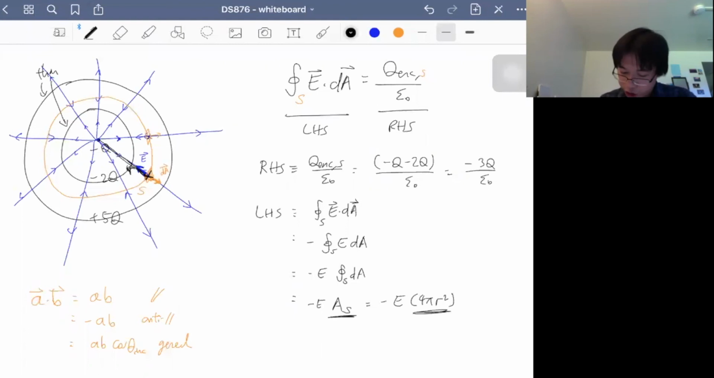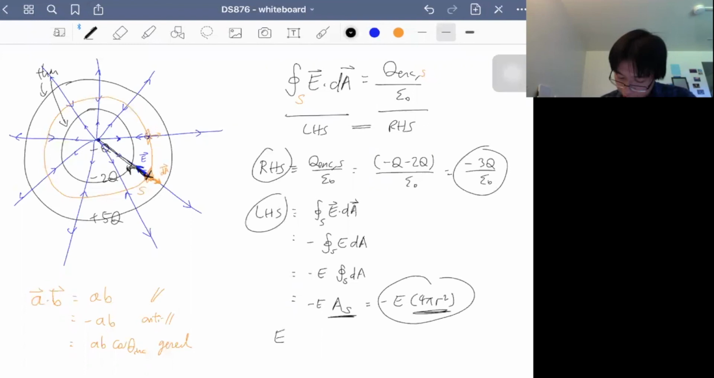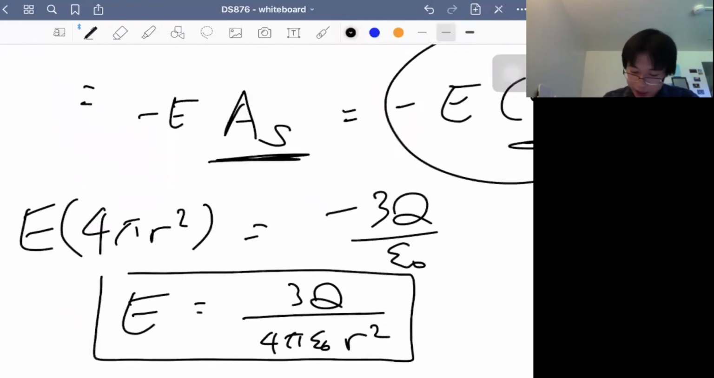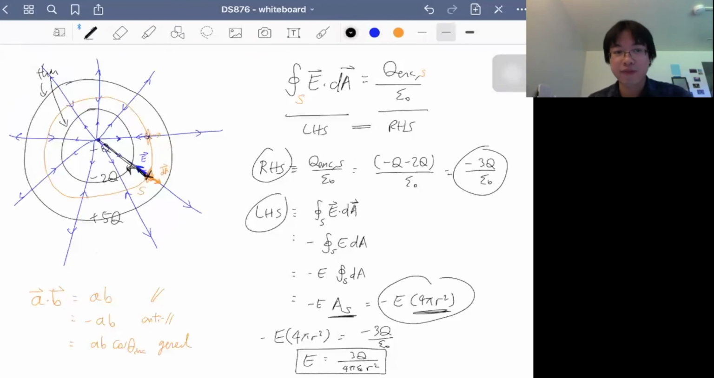So now all you have to do is just to match up your left-hand side to your right-hand side, combine these two together. So you have negative E 4 pi r squared equals minus 3q over epsilon. What is your aim? Your aim is to find the electric field strength, which is 3q over 4 pi epsilon r squared. Sorry, positive 3q. So this is your answer. And notice it is positive as it should be, because electric field strength, the magnitude of a vector, is always positive. If you ever get a negative answer, you're doing something wrong. So that's a good sanity check.